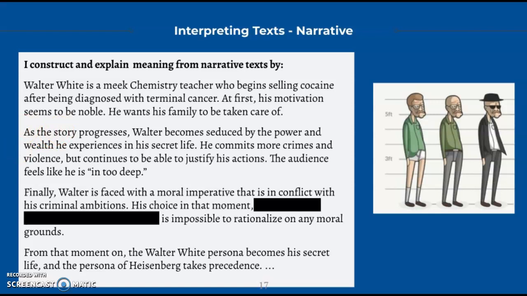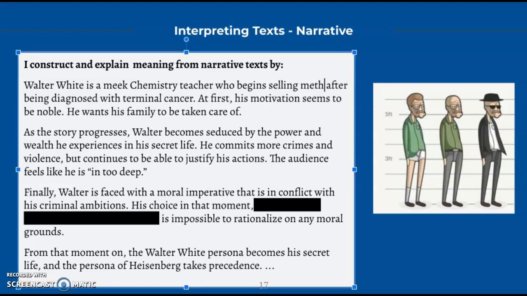You can see that he kind of sees himself as a loser. And when he is diagnosed with terminal cancer, he starts selling cocaine. Is it cocaine? Or is it... Okay, sorry guys, I had to look it up. It wasn't cocaine, it's meth. Anyways, so he starts selling meth, and at first his motivation seems to be noble. At least that's what he says. He wants his family to be wealthy when he dies, so that they're taken care of.